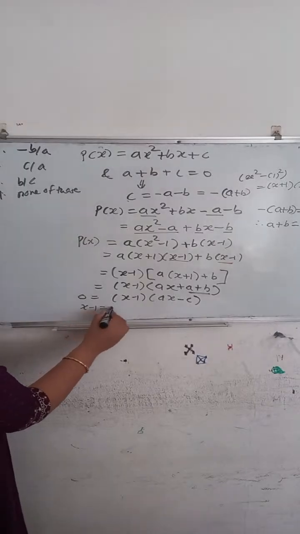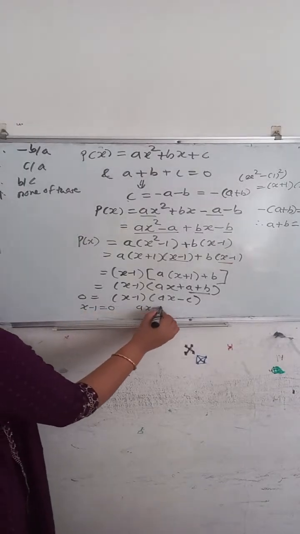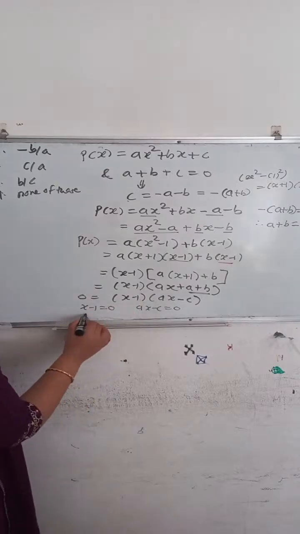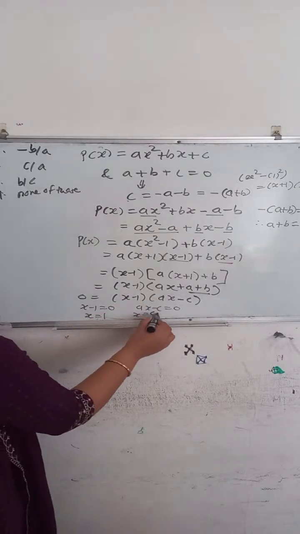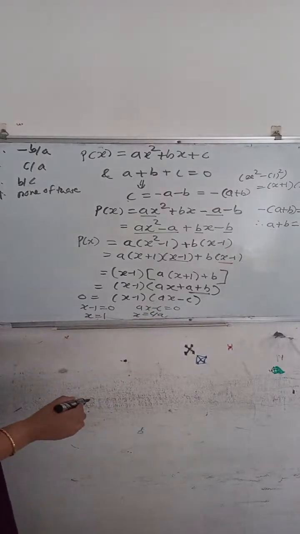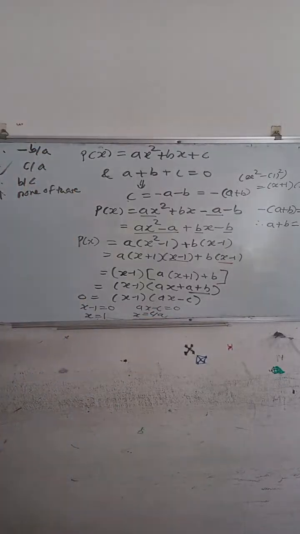So x minus 1 is equal to 0 and ax minus c is equal to 0. So here one zero you will get is 1, and here x is equal to c by a. So the option is B here, c by a. Any one zero they are asking. Option 1 is not there, so the other zero I got is c by a. So you can write down option B as c by a.